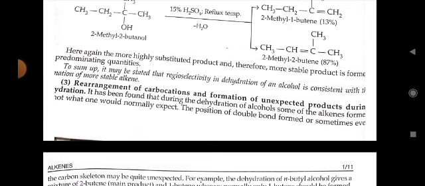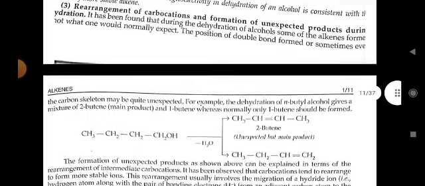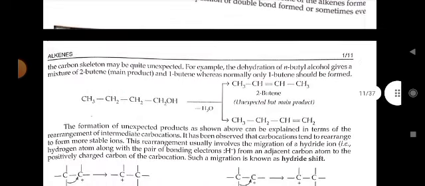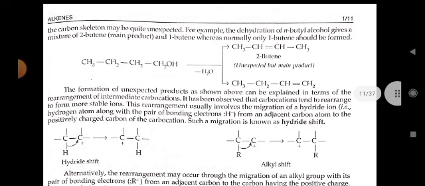It has been found that during the dehydration of alcohols, some of the alkenes formed are not what one would normally expect. The position of the double bond, or sometimes even the carbon skeleton, may be quite unexpected. For example, the dehydration of N-butyl alcohol gives a mixture of 2-butene and 1-butene, whereas normally 1-butene should be formed. The formation of unexpected product as shown above can be explained in terms of the rearrangement of intermediate carbocations.